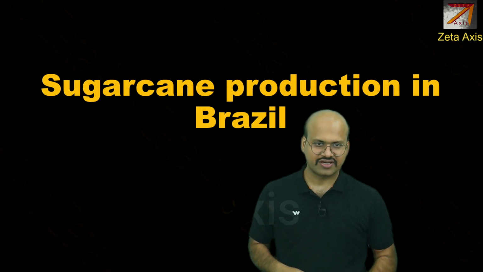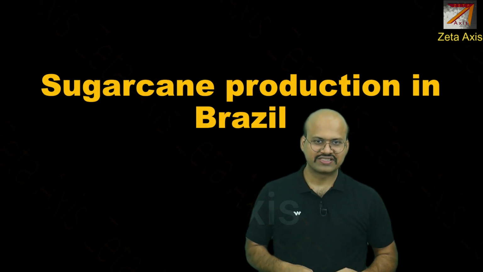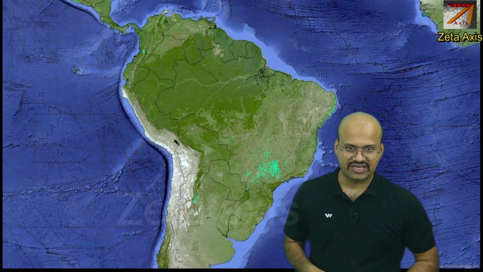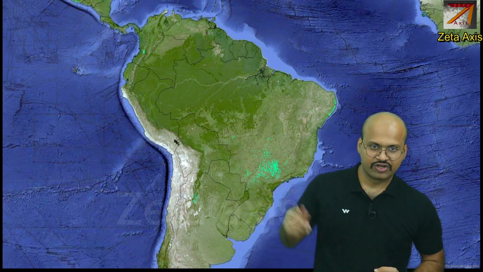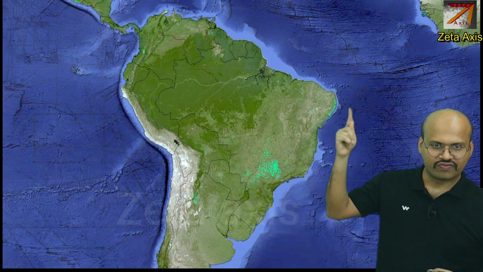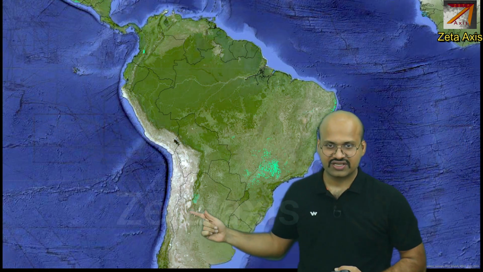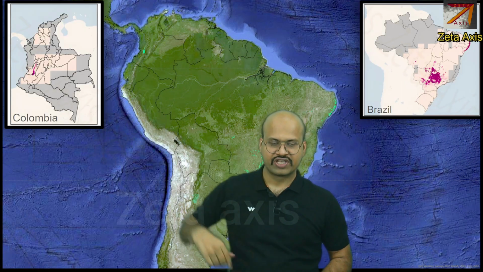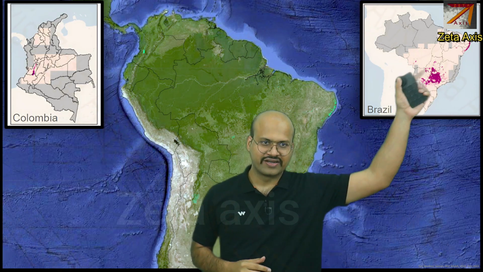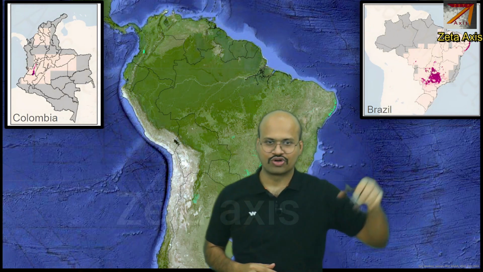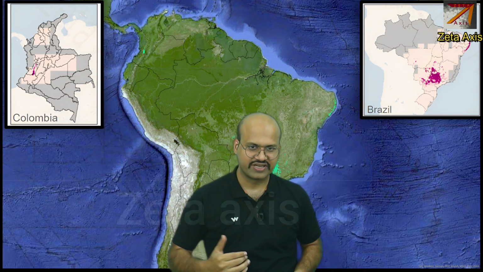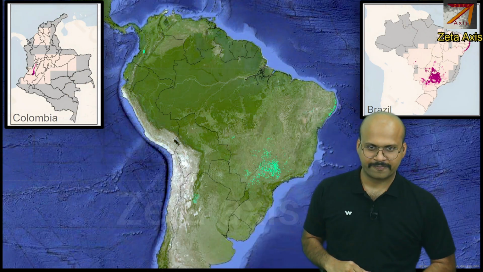If we see the major regions producing sugarcane, then we can see Brazil, Colombia, and Argentina in South American continent. We have regions in Brazil over here and in the Parana Basin, as well as here in Argentina and in Colombia. If you see the map, we can clearly see that Brazil, these regions and these regions, produce significant amount of sugarcane. Similarly, Colombia over here produces significant amount of sugarcane.